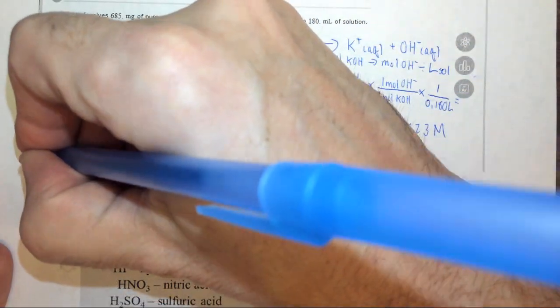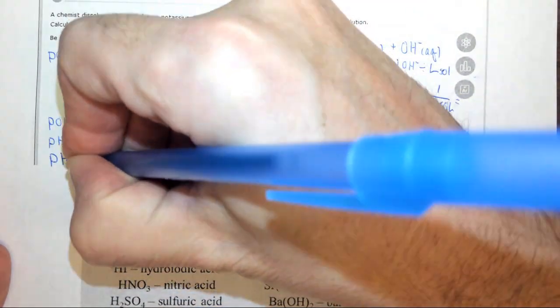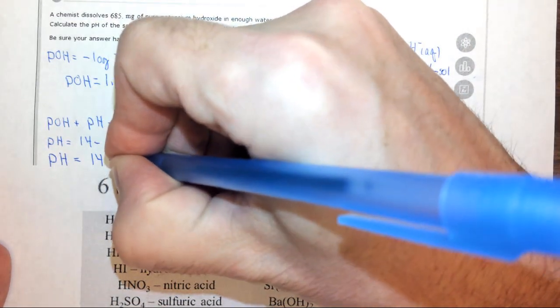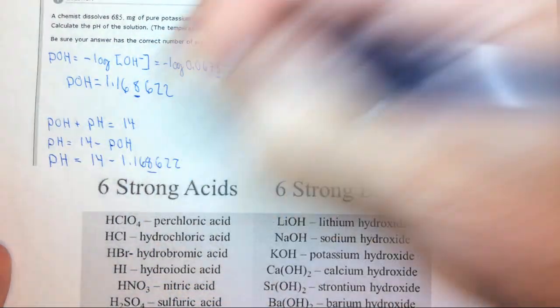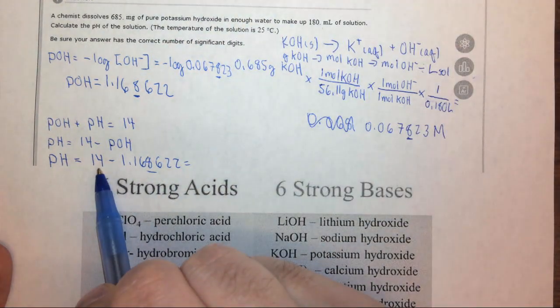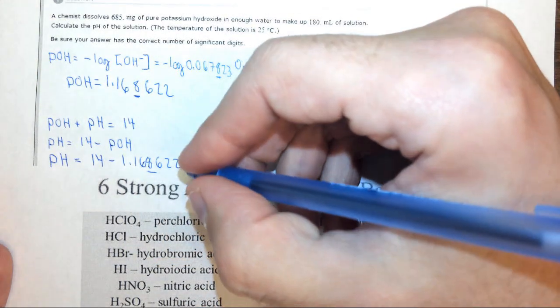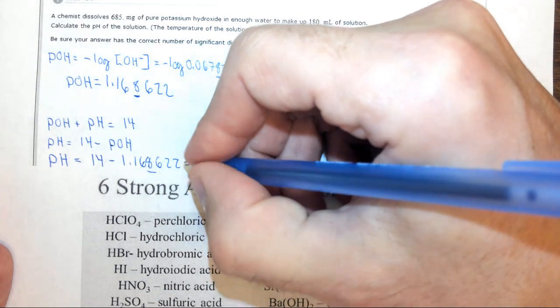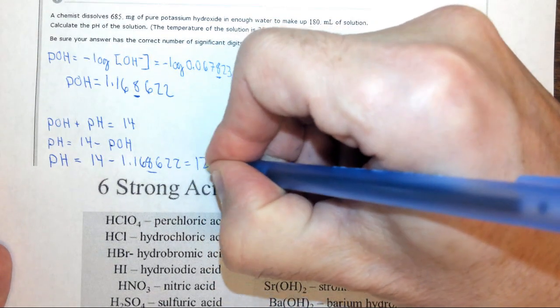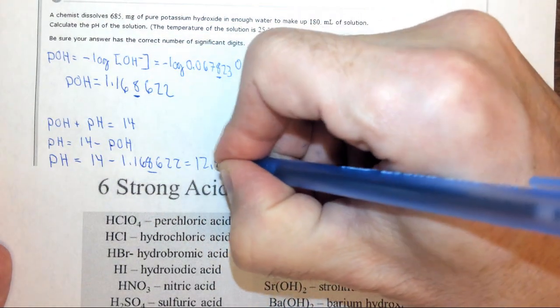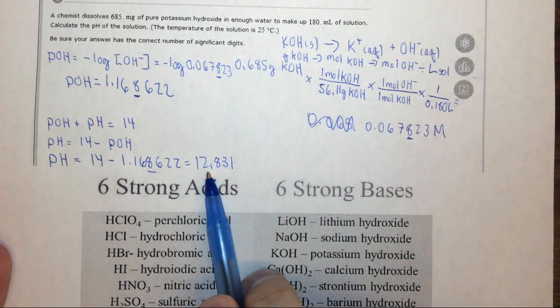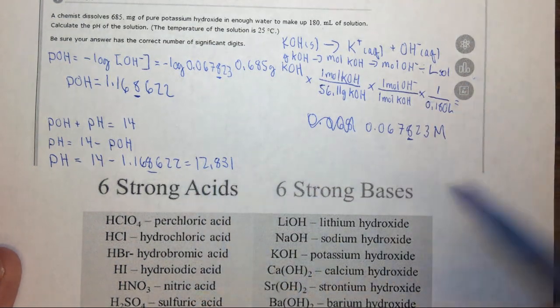So now to find the pH equals 14 minus 1.168622, where again that's the sig fig. We consider this as essentially sig figless, so we want 3 decimal places here, which is 12.831 for the pH of this solution.